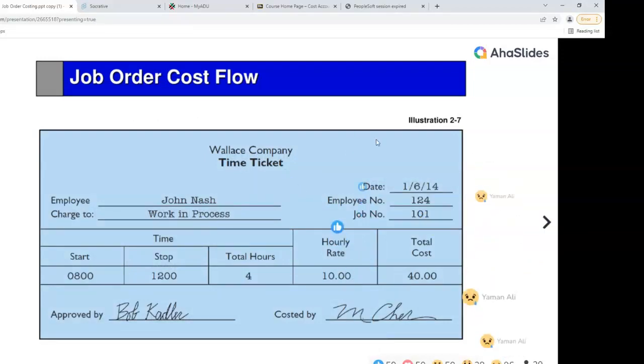So this is what a time card looks like. The employee's name, John Nash. Charged to WIP, work in process. Job 101, do you see that on the right-hand side? And he worked 4 hours and we pay him $10, so it's $40 of direct labor. This is only direct labor, and it goes to job 101. He's not working on all 3. He's working on just one job. Somebody else has a time ticket for job 102, and someone else for job 103.